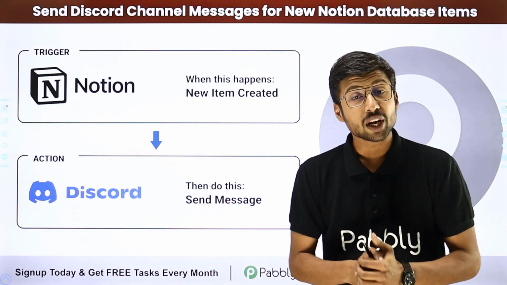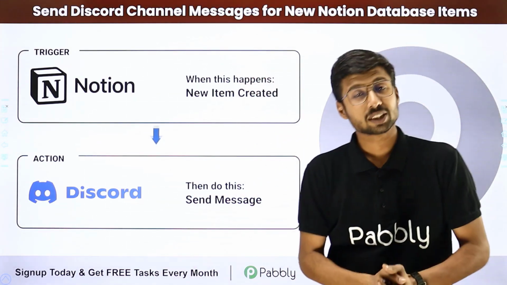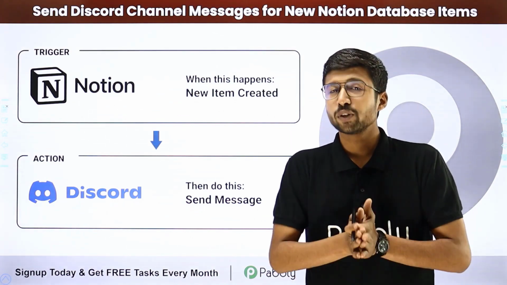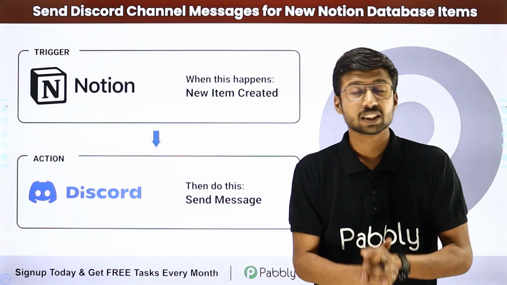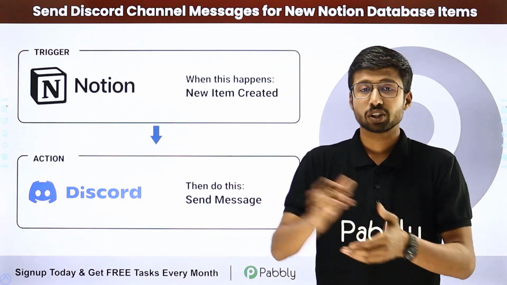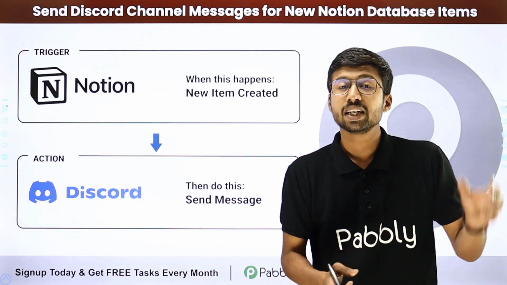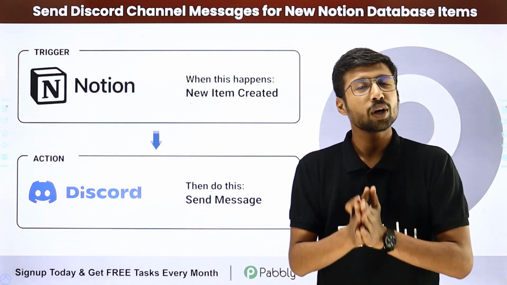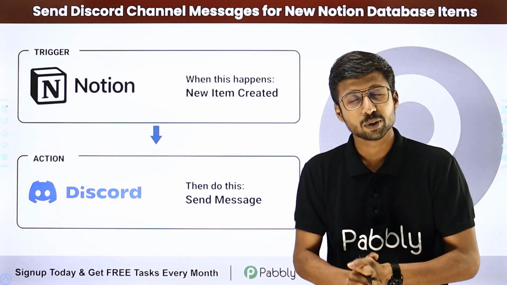So in this video, we are going to learn how to send Discord channel messages for a new Notion database item. Now suppose, guys, you and your team members use Notion to maintain or create all kinds of records and details, and all of you communicate on your Discord channel. Now you want that whenever a new item, a new detail is added in the Notion database, you update your team members on Discord with the details of the newly added item in Notion.